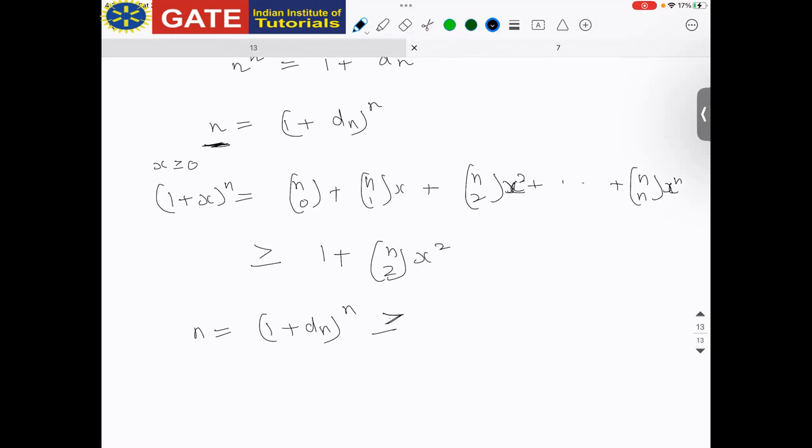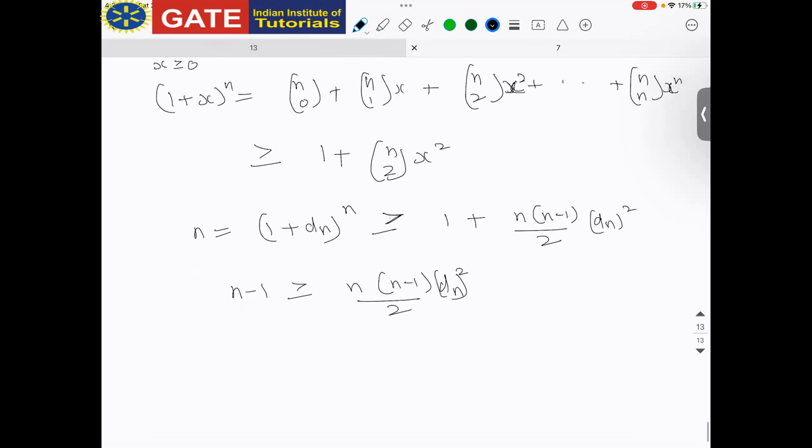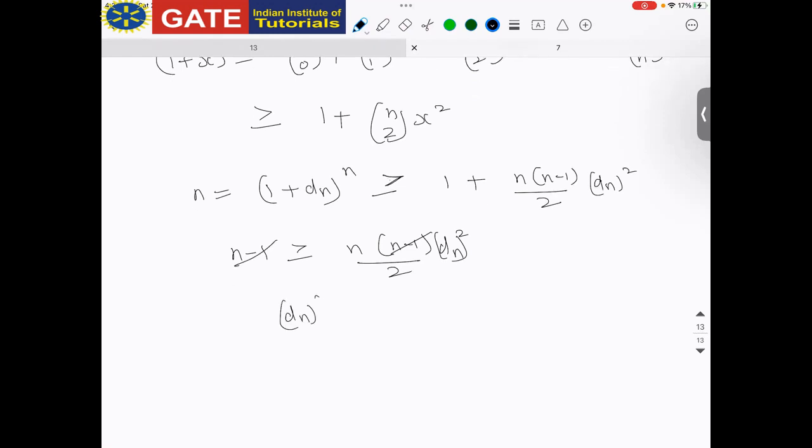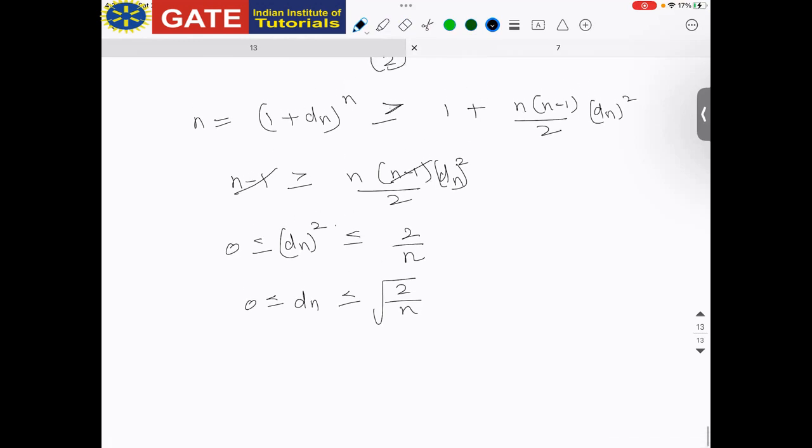Look at this. So 1 plus nC2, which is n into n minus 1 by 2, and we have dn whole square. Now n minus 1 is greater than or equal to n into n minus 1 by 2 into dn whole square. Now n minus 1 and n minus 1 will get cancelled, and dn whole square will be lesser than or equal to 2 by n, and greater than or equal to 0, obviously. Now dn is greater than or equal to 0 and lesser than under root 2 by n, but then limit n tends to infinity, under root 2 by n is the same as under root of 2 by limit n tends to infinity of n, that is equal to 0.